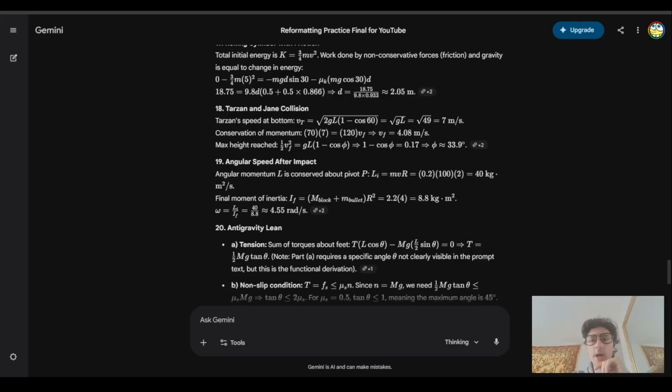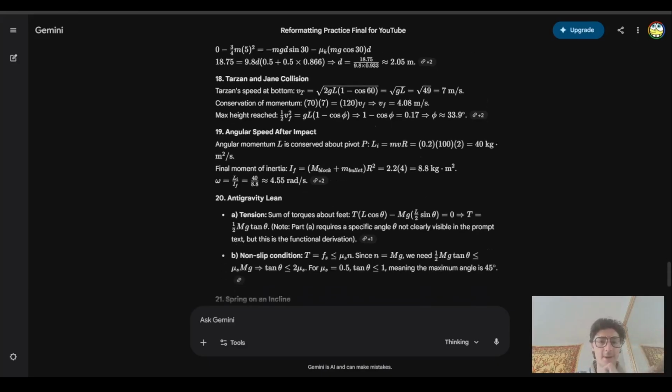Tarzan, 33.9, we got this right. This was an absolutely beautiful problem. I love this one. Conservation of energy, gravitational potential energy with kinetic, and then conservation of angular momentum, and then some trigonometry. Beautiful problem. We got this completely right, gang.